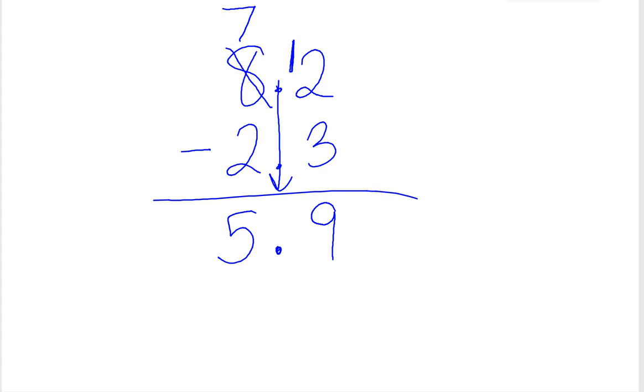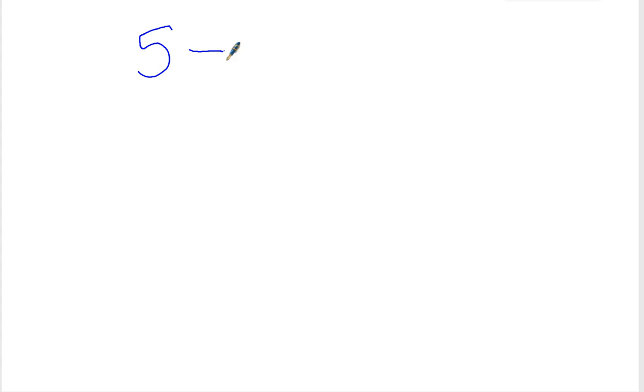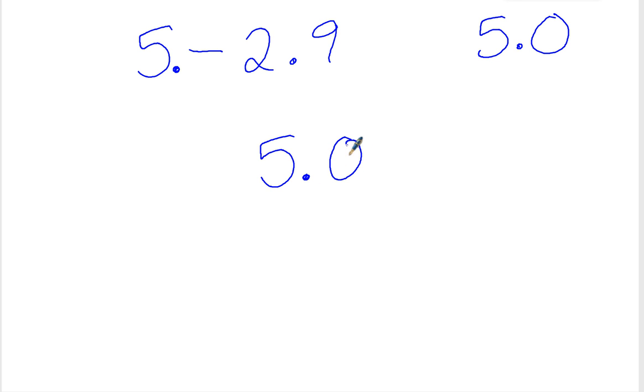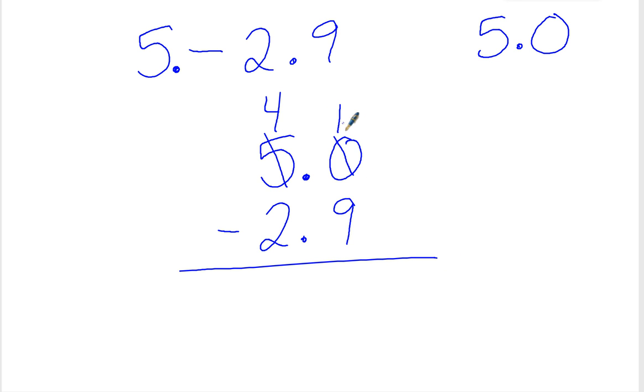Okay. What if we have a problem like this? 5 minus 2 and 9 tenths. Well, with a whole number, the decimal place always comes after the whole number. So 5 is the same as 5 decimal place 0, or 5 and 0 tenths. So when I line it up, I would have 5 decimal 0 minus 2 decimal 9. Okay, I'm going to borrow. 5 becomes a 4, 0 becomes a 10. 10 minus 9 is 1. Decimal comes straight down. 4 minus 2 is 2. The answer is 2 and 1/10.